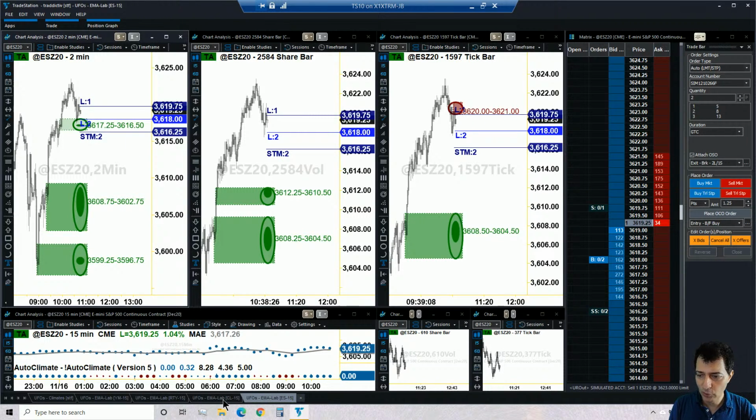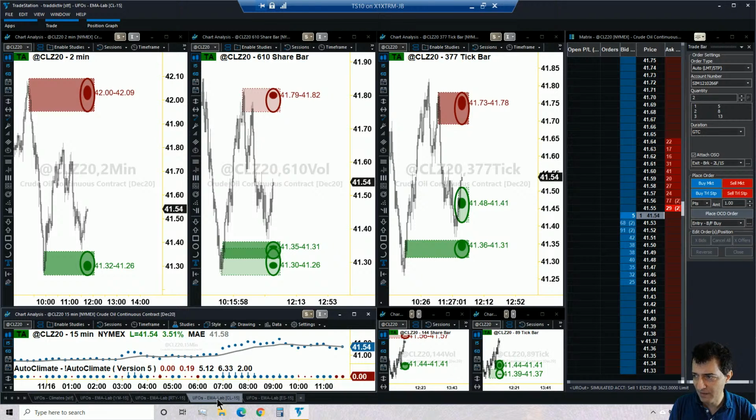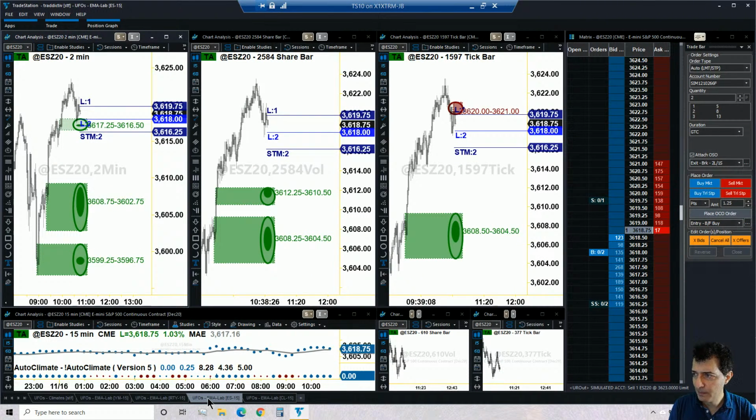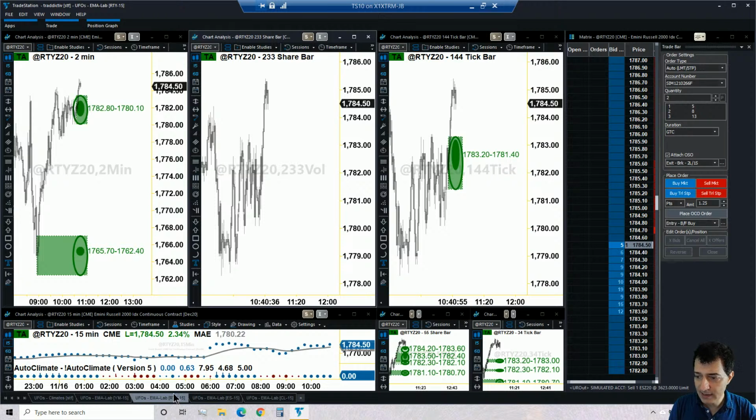I want to review the whole thing, so I'll start with the crude oil. Do we have any red UFO that formed? No red UFO that formed. Okay, so we are going to have to wait. So we have the S&P. The Russell did create a UFO for us, but it's not a valid trade.